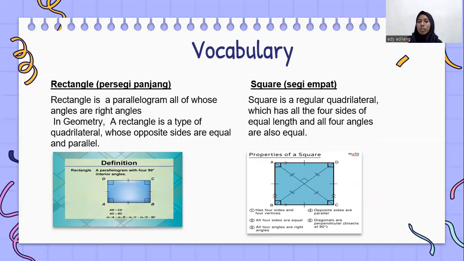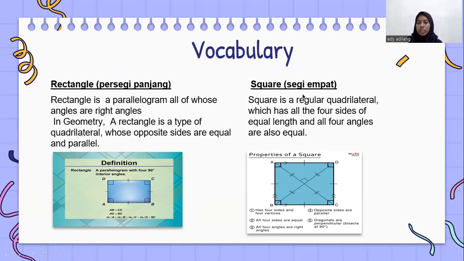Next, rectangle, or we call it persegi panjang in Indonesian language. Rectangle is a parallelogram, all of whose angles are right angles. In geometry, a rectangle is a type of quadrilateral whose opposite sides are equal and parallel. The picture below shows the shape of the rectangle.